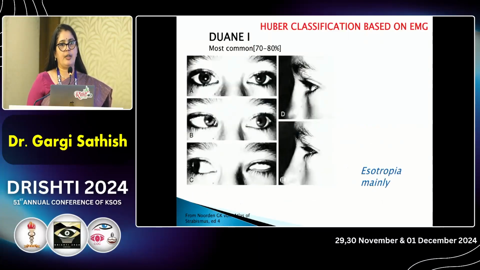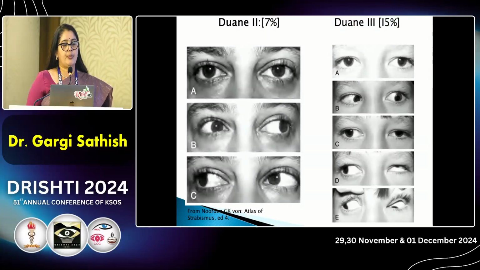There are lots of classification, but Huber's based on EMG is what is usually said. This is type 1 Duane, which can be ortho or ESO in the primary position. Now type 2 Duane is very rare, but it still can occur. So you can see in that picture that the right eye is not abducting well. It can abduct nearly fully, but that globe retraction and narrowing of aperture in adduction will remain the same.